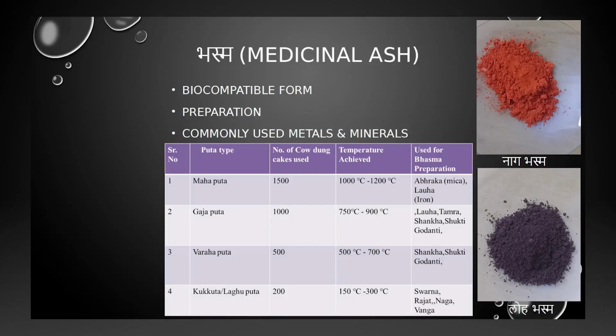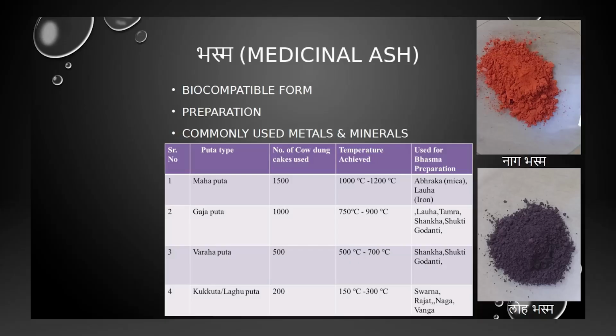This process involves heating the pellets in a specific vessel called musha or kupi, using traditional heating methods with the help of cow dung cakes or wood fire until they are reduced to their ash-like form. Measurement of the quantum of heat was done with the concept of putta as Mahaputta, Gajaputta, Varahaputta, Laghuputta, and Kukkutaputta. The dimensions and the generated heat quantum can be seen in the table shown.